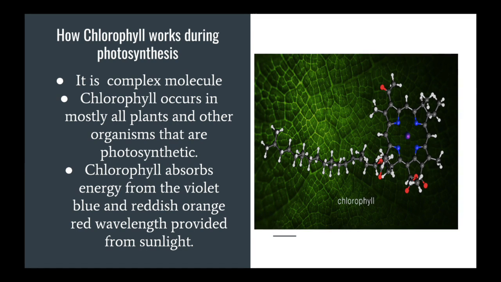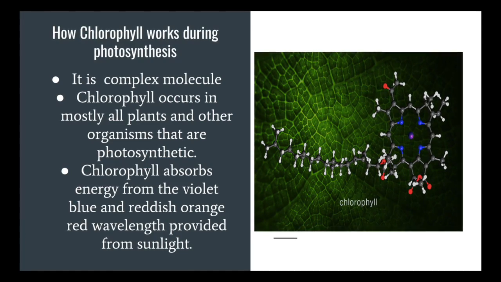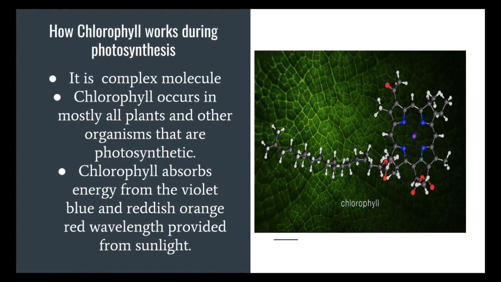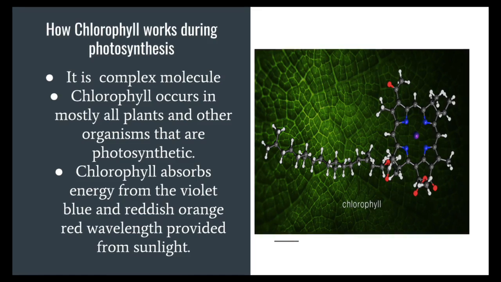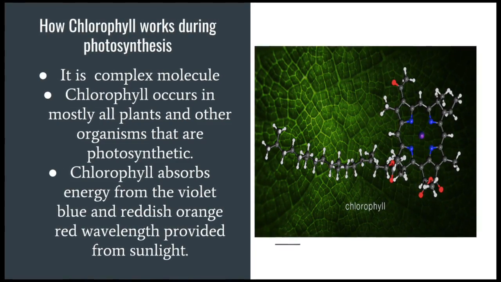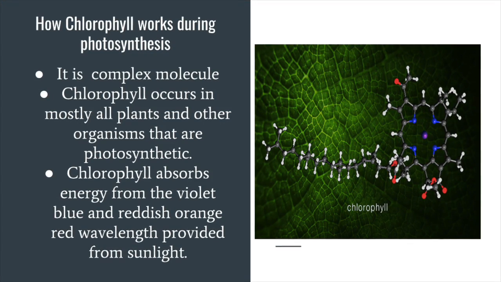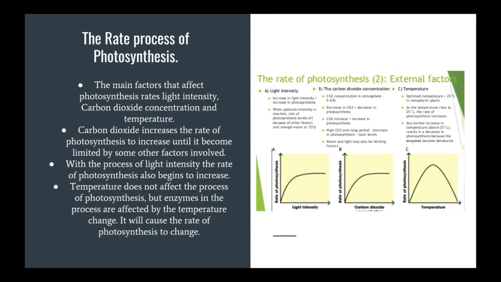How chlorophyll works during photosynthesis. Chlorophyll is a complex molecule that occurs in mostly all plants and other organisms that are photosynthetic. Chlorophyll absorbs energy from the violet-blue and reddish orange-red wavelengths provided from the sunlight. The rate of the process of photosynthesis.